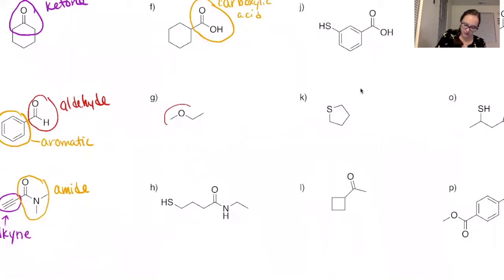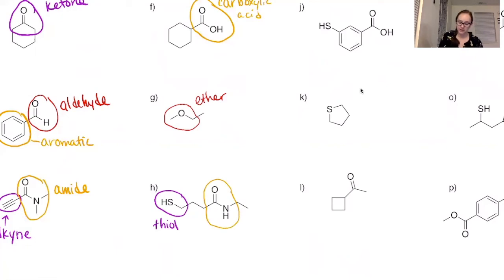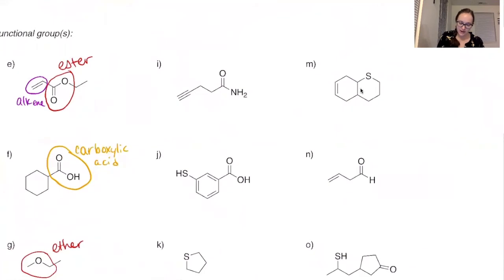We have carbon, oxygen, carbon. That is an ether. That's all that one has. Oh, this one down here has more. H, we have the SH bond, a thiol. And then we also have a carbonyl next to a nitrogen. That is called an amide. Again, be careful with amines versus amides. Great job, keep going. Let's go to I.